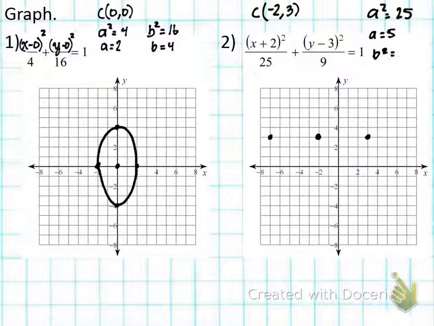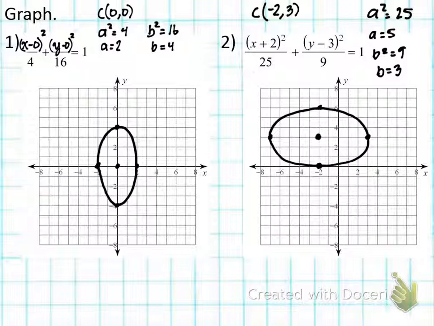Then we're going to look at b squared. B squared is the number underneath the y term, so square root of both sides, b is equal to 3. We're going to go up 3 and down 3 from the center. And then we have all 4 points there, so now we're going to draw a nice curve around the whole thing. And we're done. That's how you do number 2, okay?